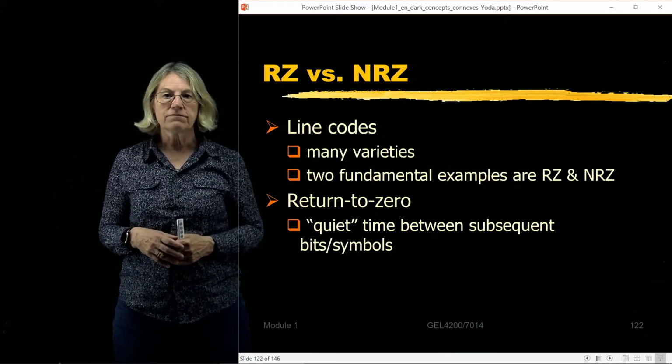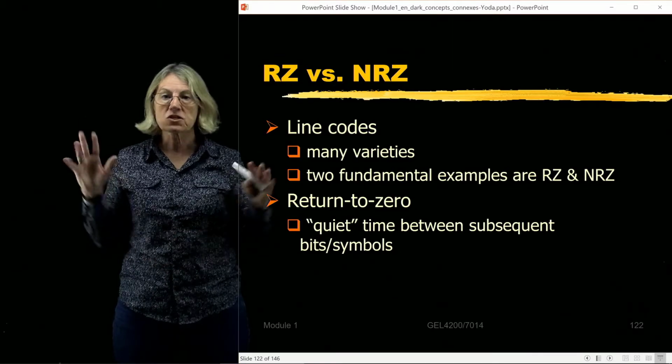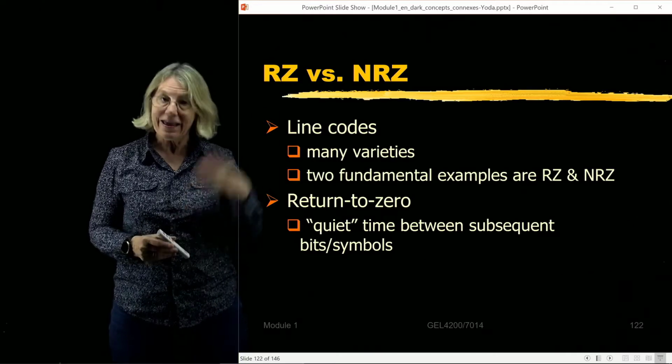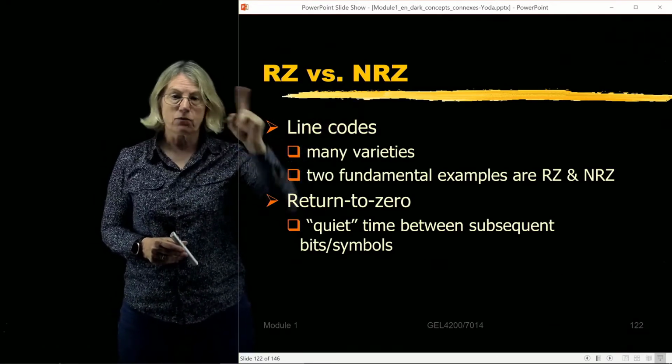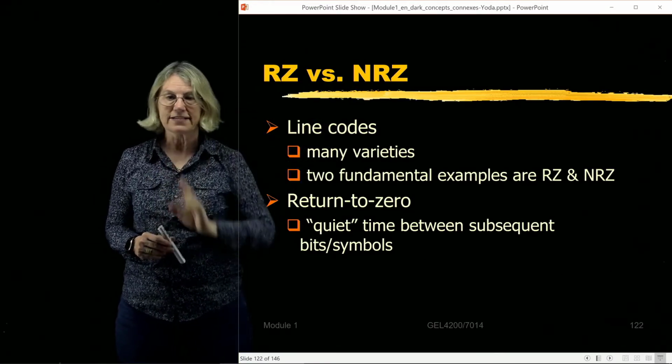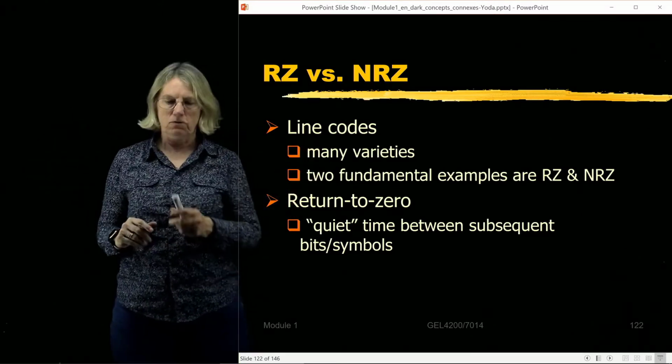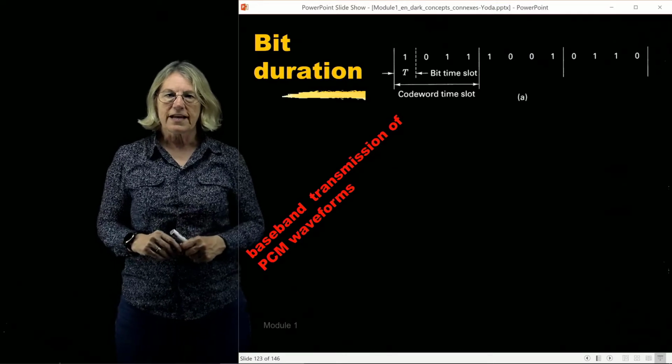So I could have this quiet time, and I'm going to show you some graphics that show you what I mean by that. Or NRZ means non-return to zero, so none of this quiet time nonsense. We just go bit to bit to bit, or symbol to symbol to symbol. So let's see what this looks like.